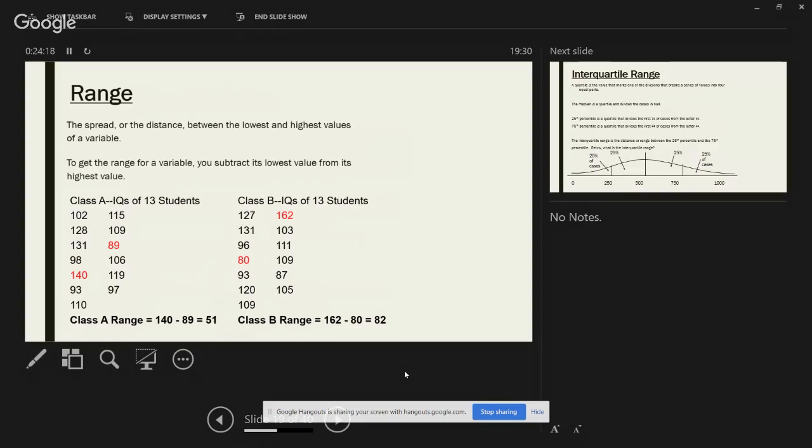Here we can see the minimum IQ of a student in class A is 89 and the highest IQ is 140. If we subtract these two values, we get 51. So the range for class A is 51. In the case of class B, the minimum value is 80 and the maximum IQ is 162. If we subtract these two values, we get 82. So we can say that the range for class B is 82.